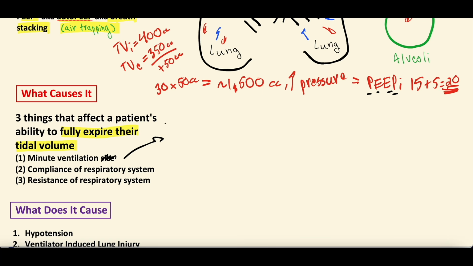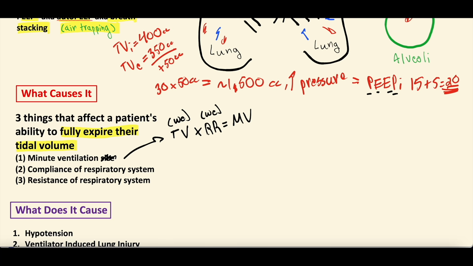But you can just think minute ventilation, because what minute ventilation is, is the amount of volume they ventilate in a minute, which is going to be their tidal volume times their respiratory rate, right? And that's going to equal their minute ventilation. And we'll just write minute ventilation again just for the sake of ease. And this is something that we set on the ventilator, the tidal volume, and this is something we also set on the ventilator, the respiratory rate. So if we're setting these things really high, we sometimes can self-inflict auto-PEEP.